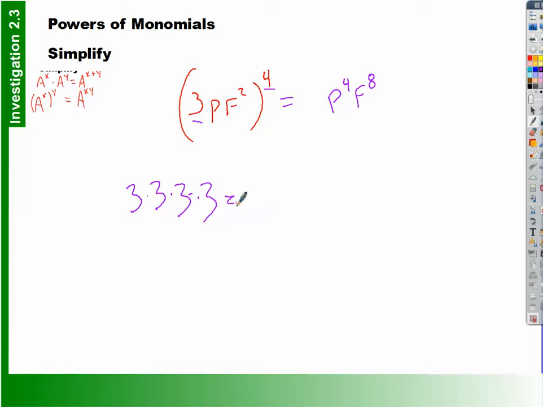We'll try this again. What are these two 3s multiplied together? That's 9. And the other two 3s are 9. 9 times 9 is 81. So my final answer is going to be 81 P to the 4th F to the 8th. So the numbers still have to be taken to that power. The exponents are multiplied together.